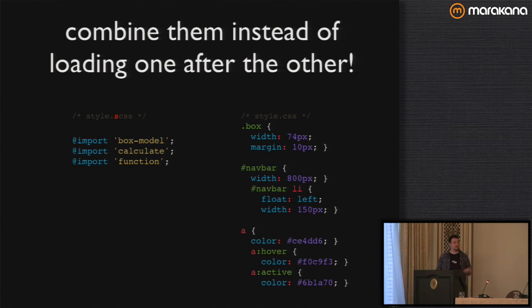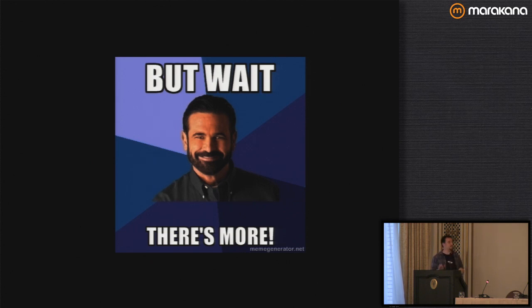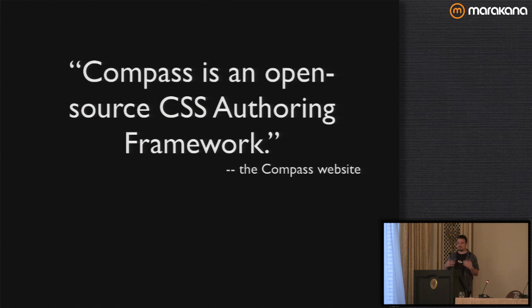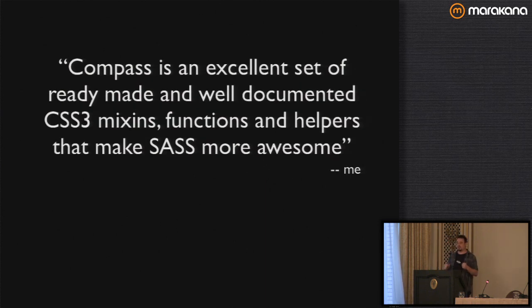So that's cool, that's SASS, but there's more. The thing that I find most beautiful about SASS is actually not SASS itself. It's Compass. Compass is a CSS framework that sits on top of SASS and basically gives you a lot of extra stuff around. What it says about itself is that it's an open source CSS authoring framework. That sounds really interesting. I think it's just a beautiful, excellent mixed set of CSS mixins, functions, helpers, and extra tools that make it really, really awesome.